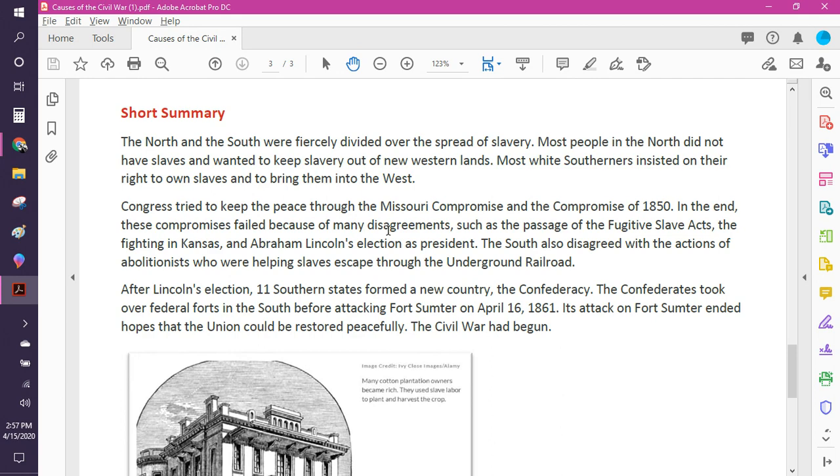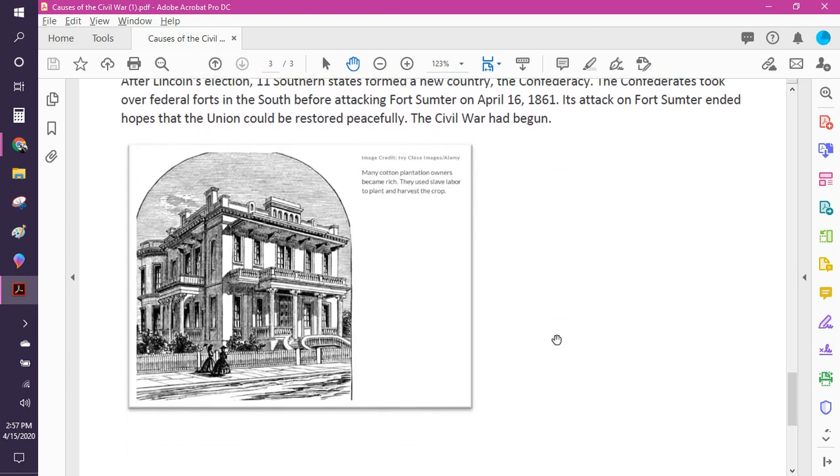And for the last paragraph, after Lincoln's election, 11 Southern states formed a new country. They called it the Confederacy. The Confederates took over federal forts in the South by attacking Fort Sumter on April 16, 1861. Its attack on Fort Sumter ended hopes that the Union could be restored peacefully. The Civil War had begun.